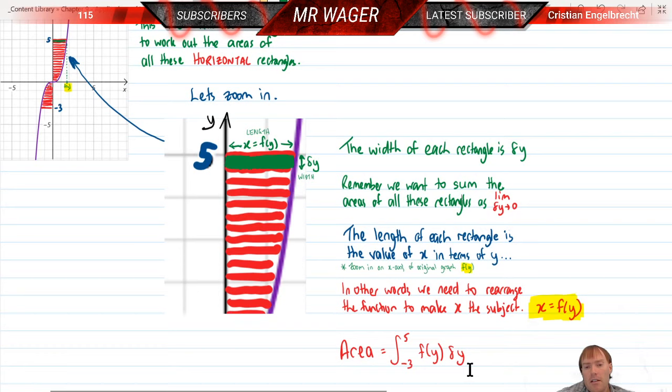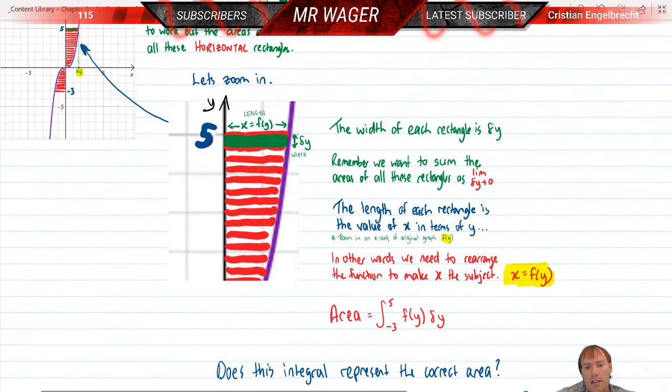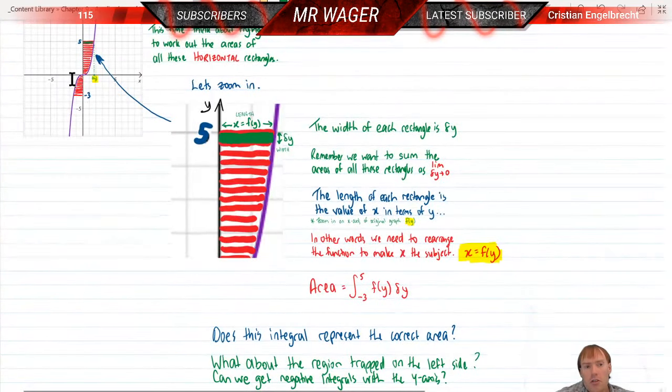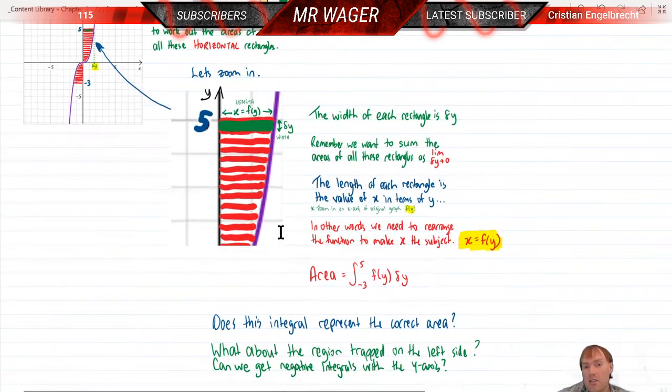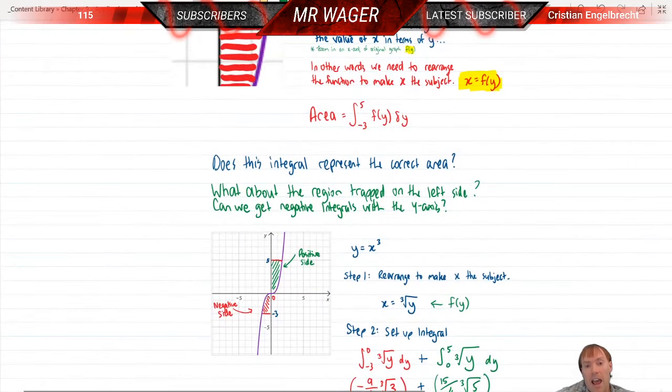But does this integral actually represent the correct area? The other question I pose is, what about the region that's trapped on the left side of the y-axis? This bit on the top here, we have some part of the section on the right side of the y-axis and some part on the left side of the y-axis. How does that change things? And it's just like with the x-axis. We will have negative integrals with this stuff, and so it's important that we understand how it all works.